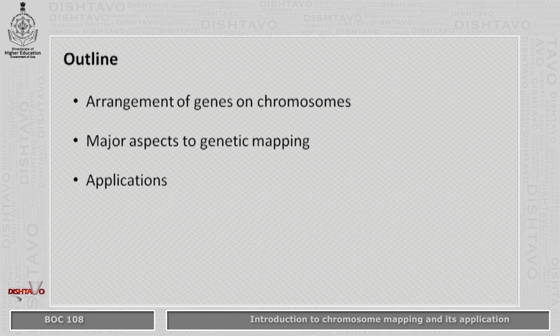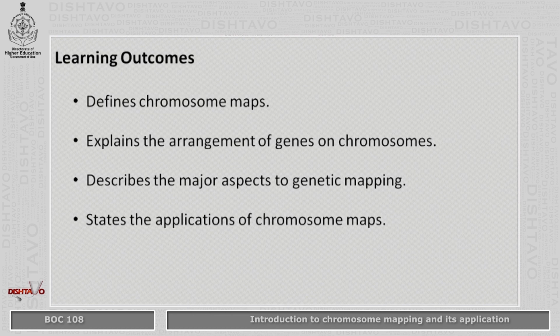In this module, we will be dealing with the arrangement of genes on chromosomes, major aspects to genetic mapping and its applications. By the end of this module, you will be able to define what chromosome maps are, explain the arrangement of genes on chromosomes, describe the major aspects to genetic mapping, and state the applications of chromosome maps.